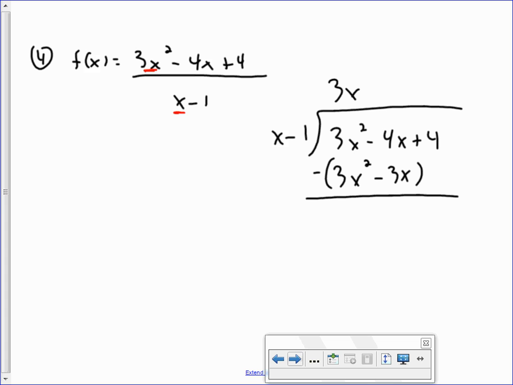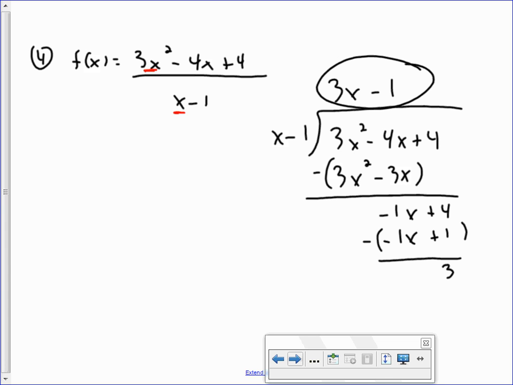Okay, this time I'll subtract away. When I do this subtraction right here, -4 minus -3 is -1x. I'm going to bring that 4 down. So I'm going to get -1 here. And it's -1x plus 1. And my remainder is 3. The remainder doesn't really make any difference. This part right here is your slant asymptote.